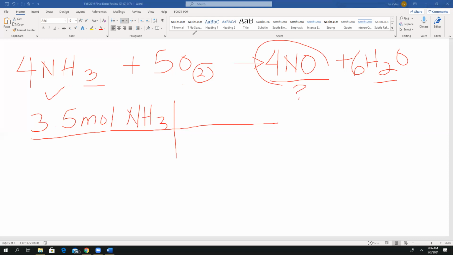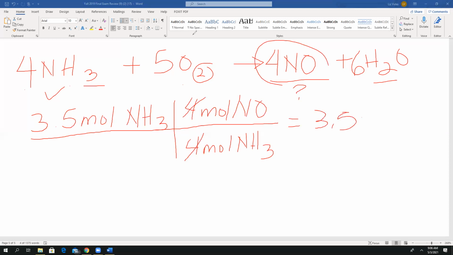So in order to figure that out, you notice we have 4 to 4. So there would be 4 moles of NH3 for every 4 moles of NO. Okay, so that will cancel. So the answer is actually 3.5 moles. Again, that one was easy, wasn't it?